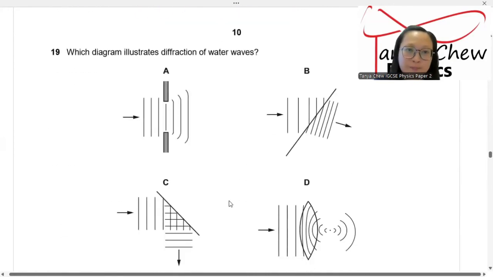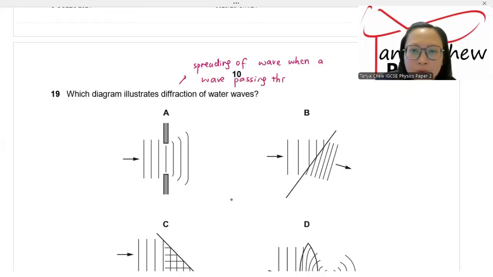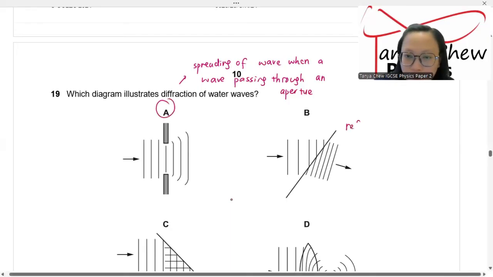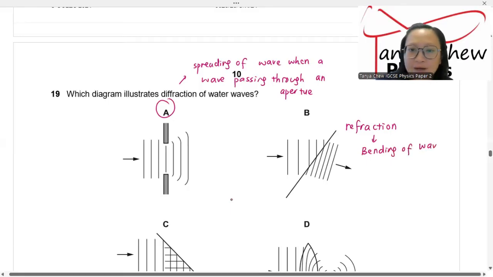Question number 19. Which diagram illustrates diffraction of water waves? Now, what is diffraction? Diffraction means spreading of wave when a wave passes through an aperture or obstacle, doesn't matter, right? A is actually the answer. B is called refraction. What is refraction? Refraction means bending of wave. Could you see that? It is slanting a bit. That means the wave has already bended.